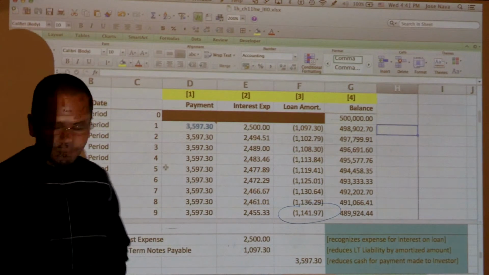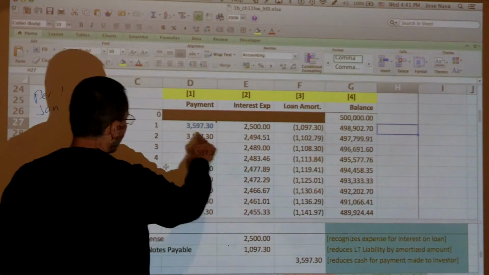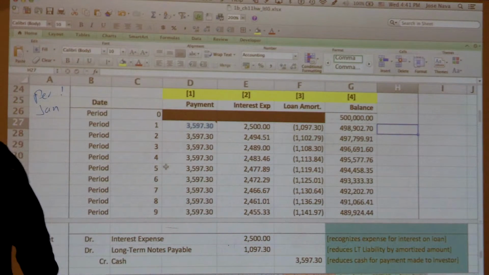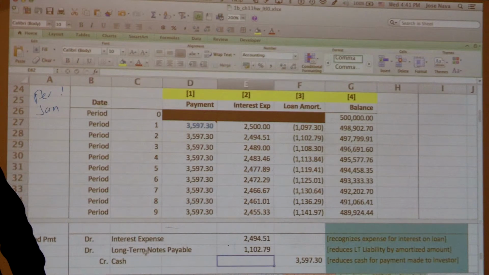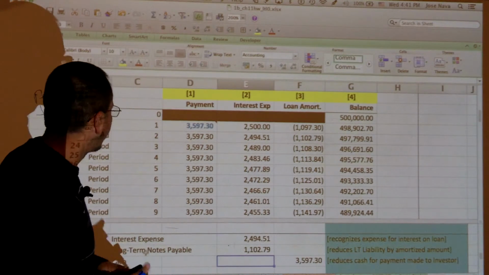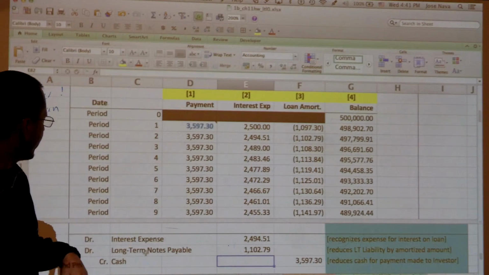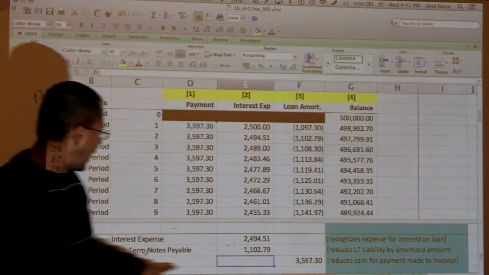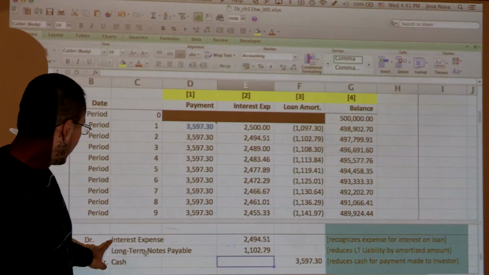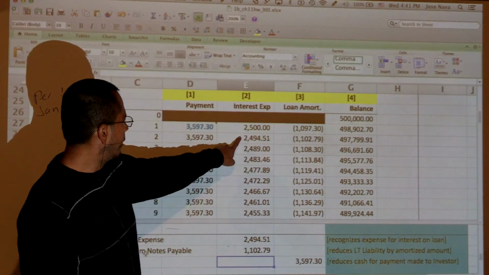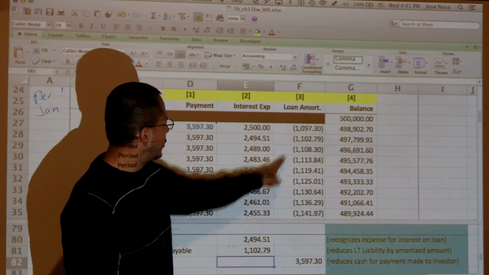That takes care of that first payment. For the second payment, if you were to go to period number 2, you will follow a similar approach. I'm just going to go down and show you this to reiterate what we just talked about. Again, the payment for that second period, we're talking here February, right there. The cash is paid out, so you have a credit to cash. Interest expense comes from here, $2494.51, and the pay down will be $1102.79.